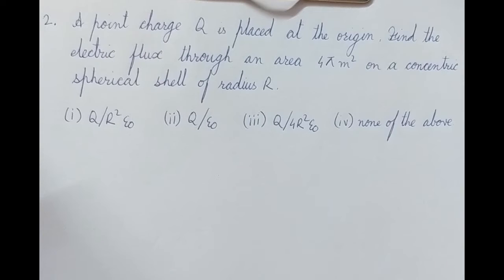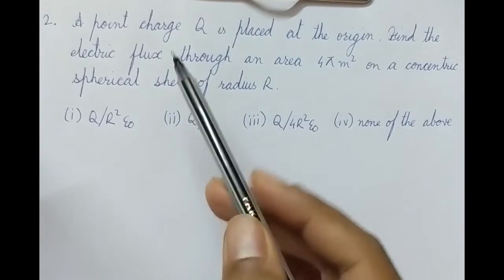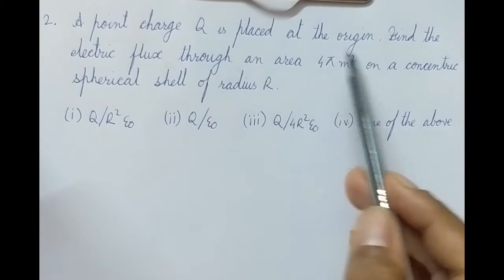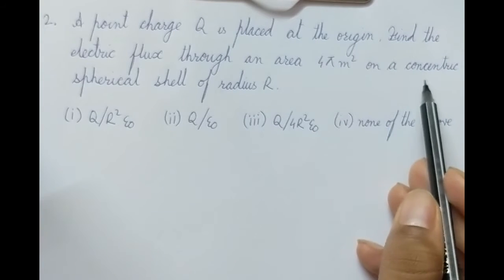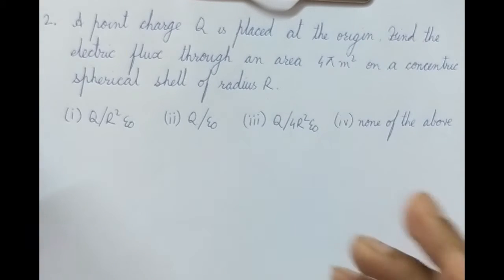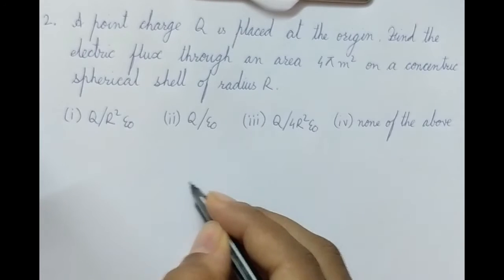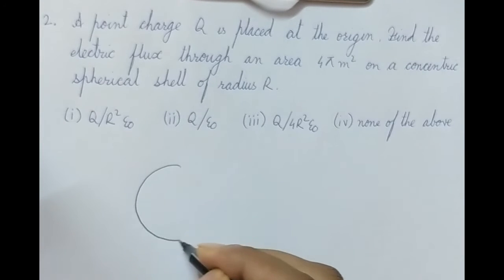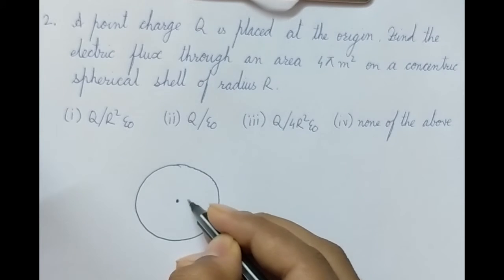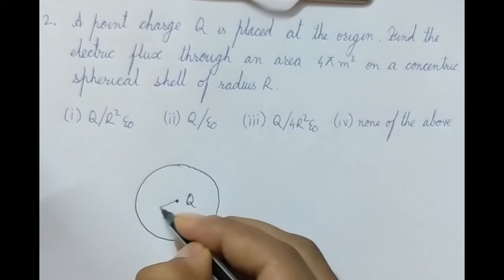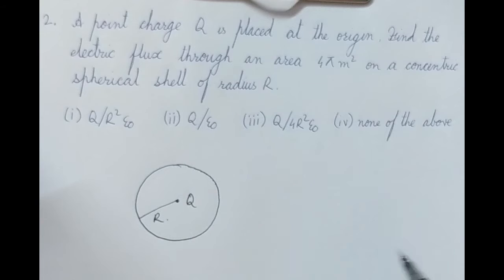The second problem involves Gauss law and you need basic unitary mathematics for this. So it says a point charge capital Q is placed at the origin. Find the electric flux through an area 4 pi meters square on a concentric spherical shell of radius capital R. So that means I have a sphere and at the center of the sphere I have the charge capital Q. The radius of the sphere is given by capital R.